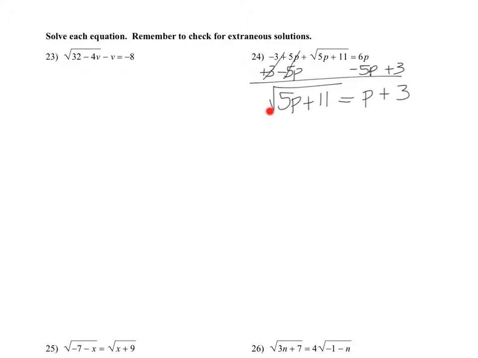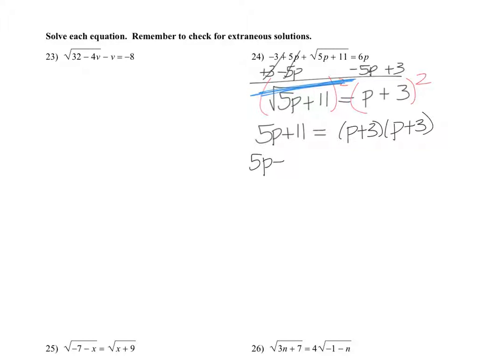Okay, now that my radical is isolated, I can square both sides. Now the square and the square root cancel each other out, so we're left with 5p plus 11 equals. Now, you cannot distribute this 2 in. You have to double distribute. So p plus 3 times p plus 3. So 5p plus 11 is equal to p squared plus 6p plus 9. I did that fast because I knew that p times 3 was 3p, 3p again, so 6p.